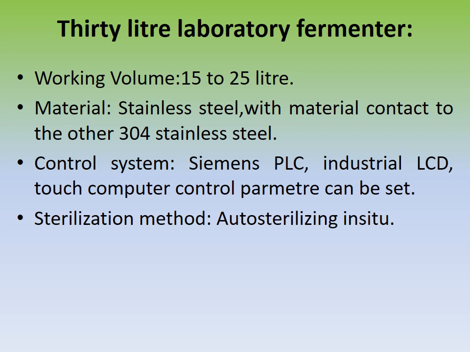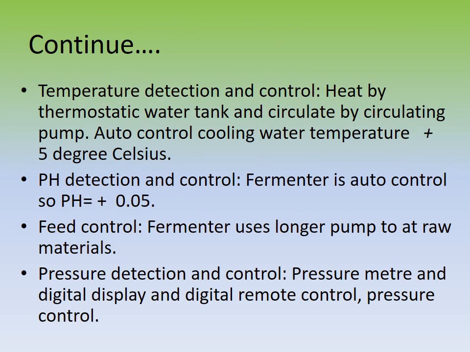Next one is the control system. Siemens PLC industrial LCD touch computer, control parameters can be set. Sterilization method: an auto sterilizing system will be provided. Then we set up the 30-liter capacity. Temperature detection and control: heat by a thermostatic water tank and circulate by a circulating pump. Auto control of cooling water temperature. The temperature we should provide is 5 degrees Celsius.